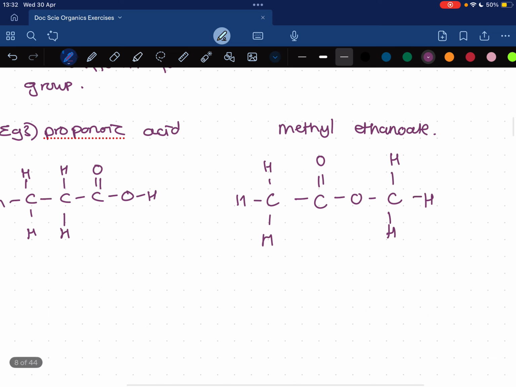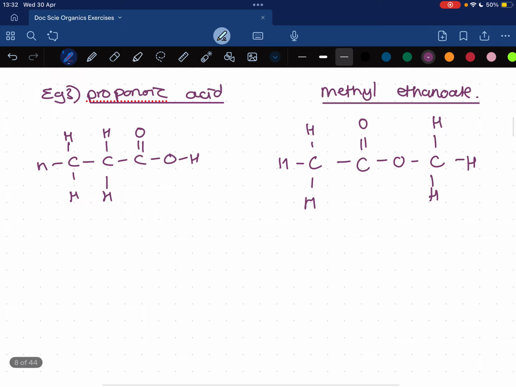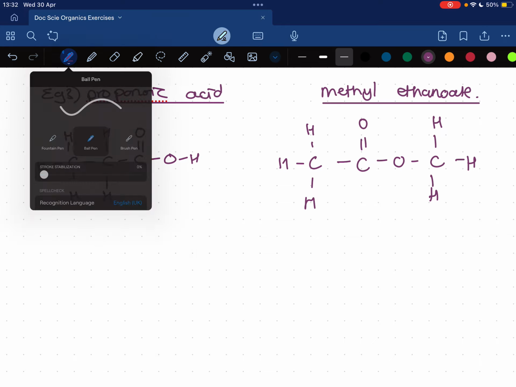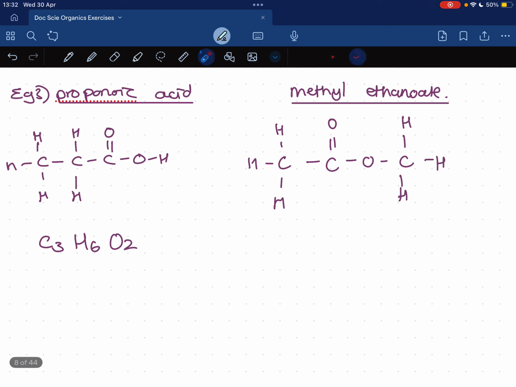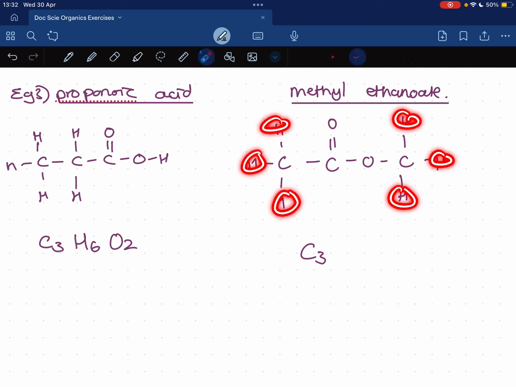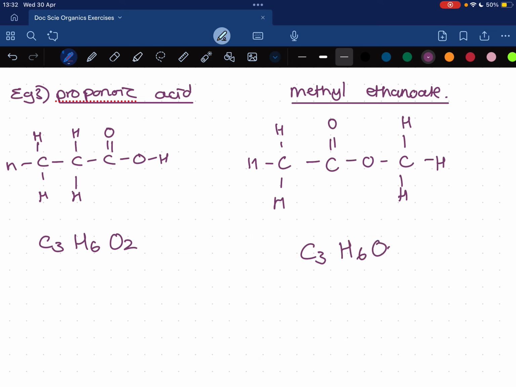Okay, I'm not going to go over precisely how I got to the name. I'm sure by now we know how to name this. So my goal is to double check. I have 1, 2, 3 carbons, C3. I have 1, 2, 3, 4, 5, 6 hydrogens and 2 oxygens. And then the one on the left, I have 1, 2, 3 carbons. I have 1, 2, 3, 4, 5, 6 hydrogens and 2 oxygens.